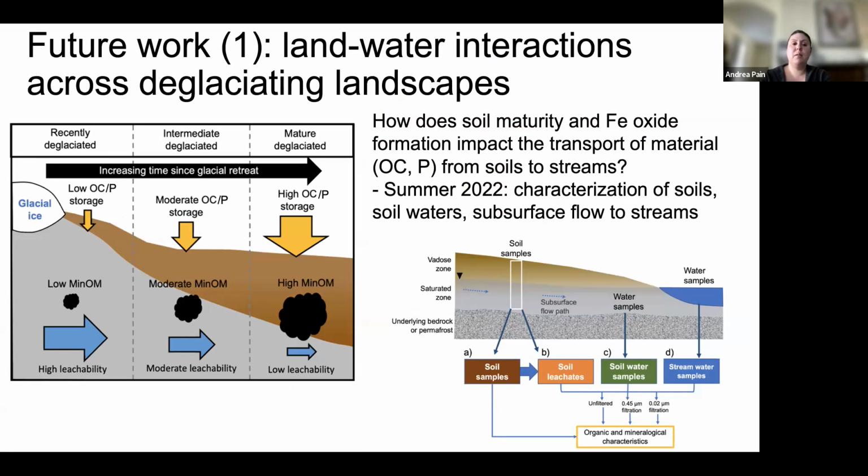So I mentioned that the iron oxide formation has strong implications for the storage of phosphorus, but also has implications for storage of a lot of other materials that like to absorb to those mineral phases. So the goal will be to go up into the soils where these land-water interactions are really occurring to characterize how the formation of iron oxide minerals impact the storage of both phosphorus and organic material from soils to streams.